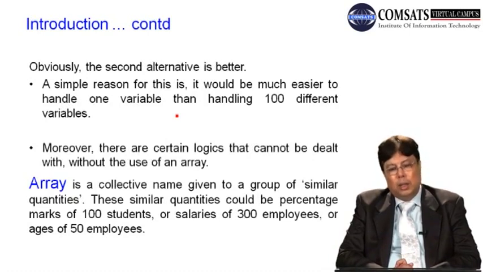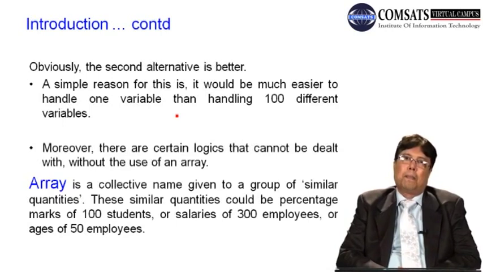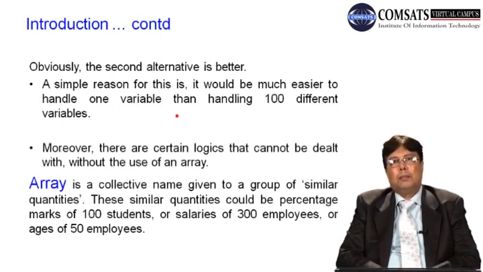So an array is a collective name given to a group of similar quantities. These similar quantities could be percentage marks of 100 students or salaries of 300 employees or ages of 50 employees. Dear students, अगर ये हो जाए तो हमारी ज़िंदगी आसान हो जाएगी. So an array is a very useful data structure that is available to us in C programming, in which we can put the similar quantities of data.